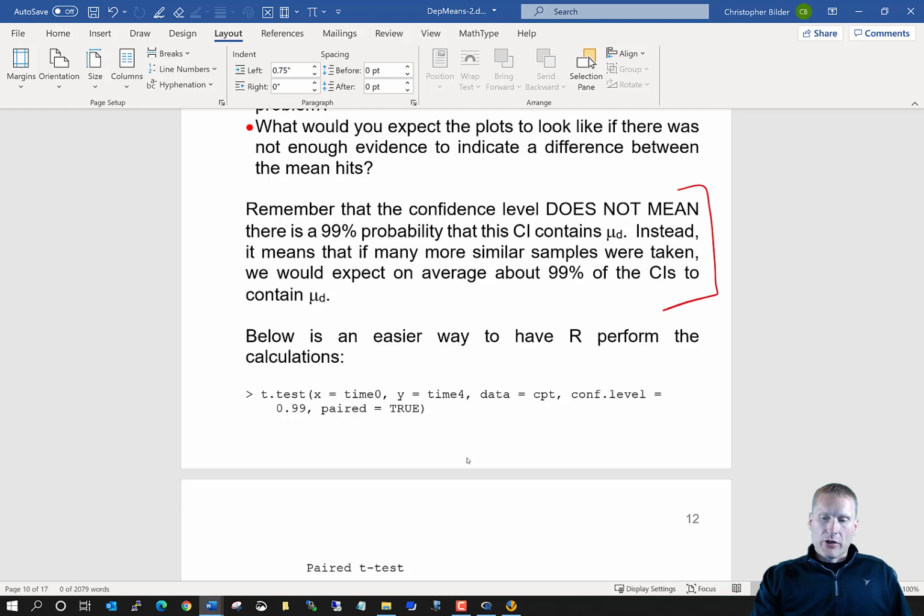Okay, here's a good reminder. Remember that the confidence level does not mean there's a 99% probability that this one interval contains mu sub d. Instead, it means that if many more samples were taken, we would expect on average about 99% of the confidence intervals to actually contain this mean.